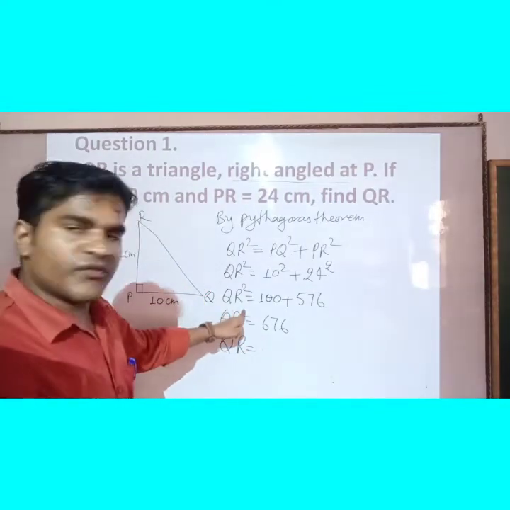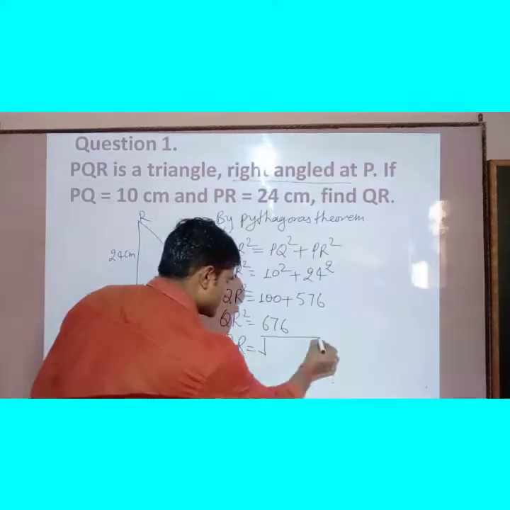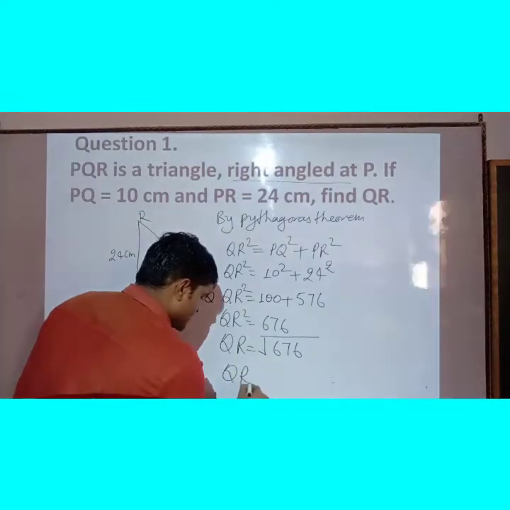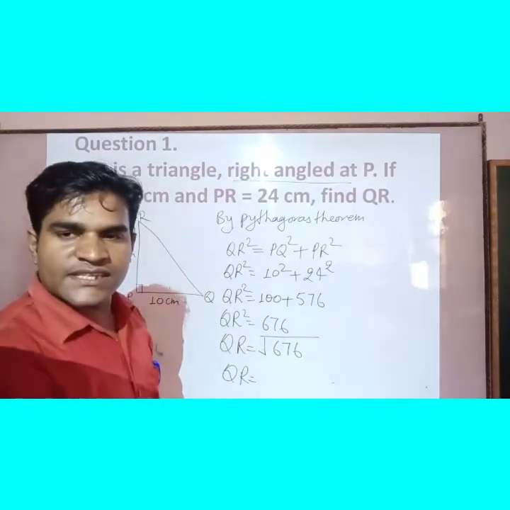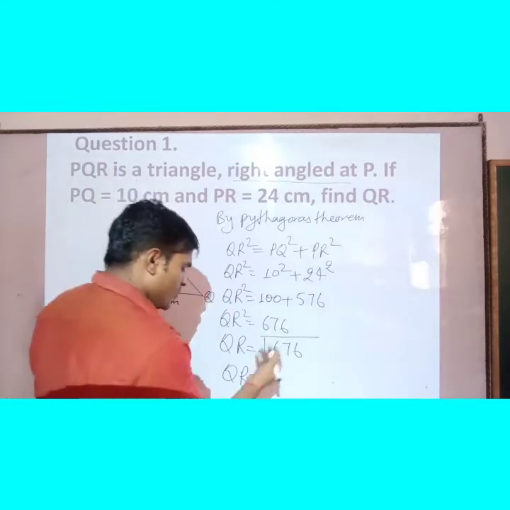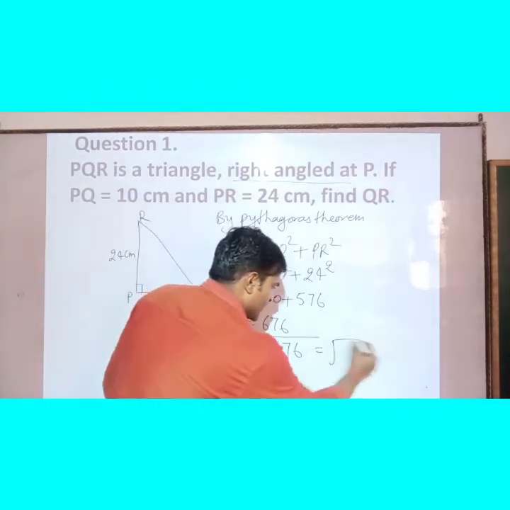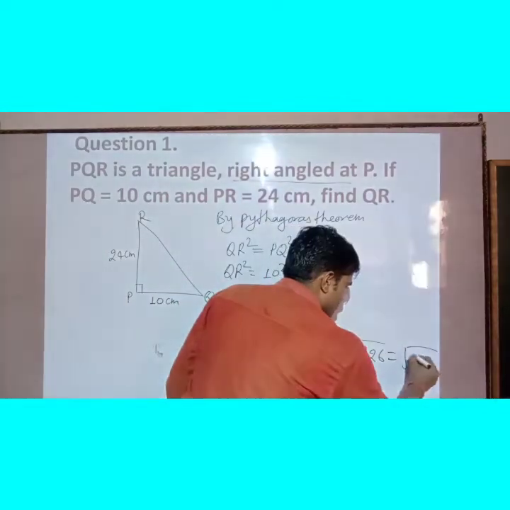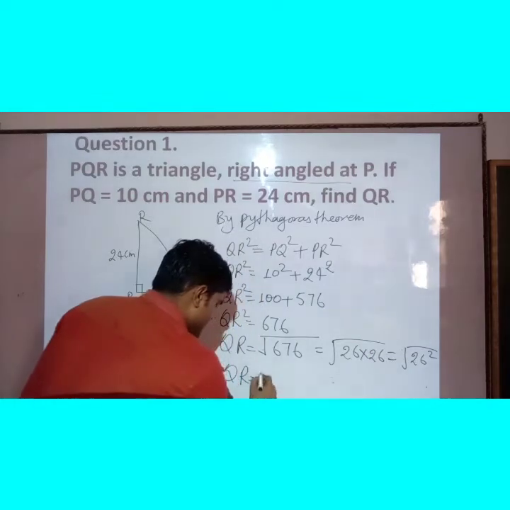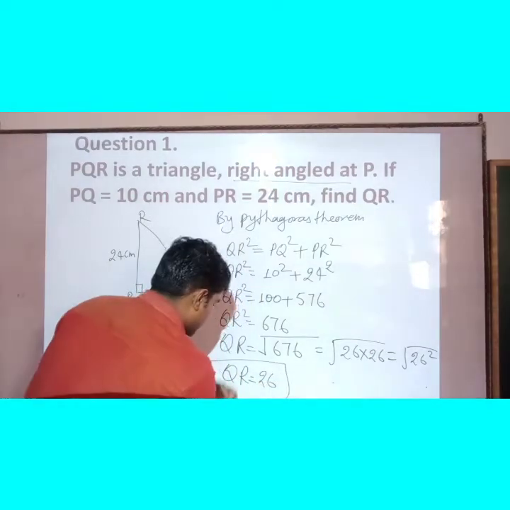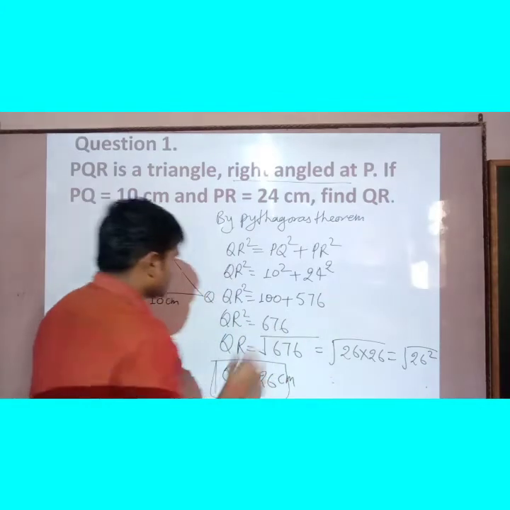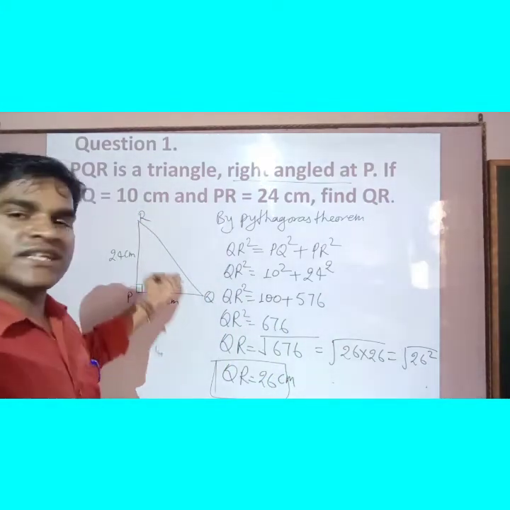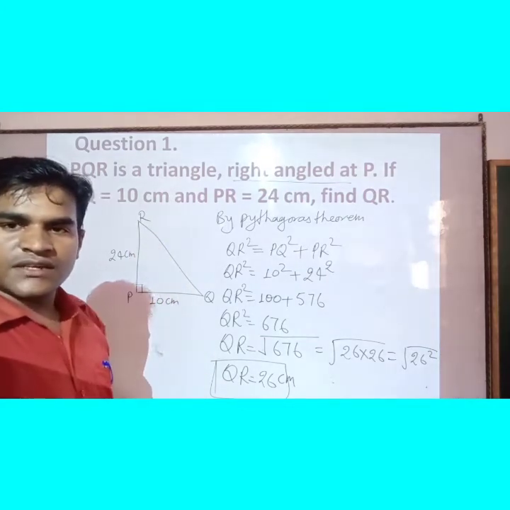So children, we have to find the value of QR. So we will remove square from left hand side. So we have to find the square root of 676. So children, QR is equal to the square root of 676, which is 26. How we will write? We can write that as 26 multiplied by 26, means 26 square. So what is the value of QR? That is 26 centimeter. Okay, means the length of QR is 26 centimeter. It's clear?